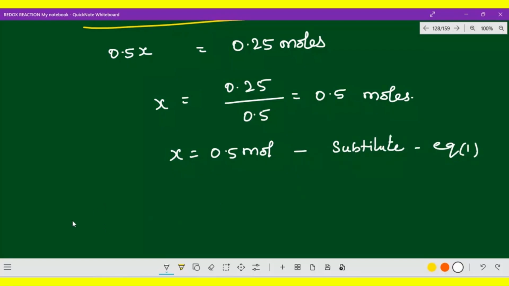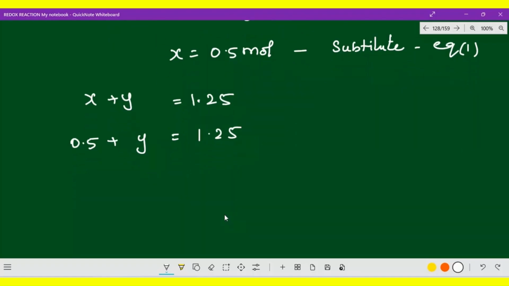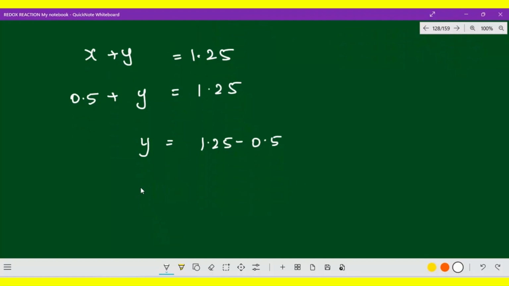Equation 1: x plus y equal to 1.25. x is 0.5, plus y, and you will get 1.25 only. Right, now here y, you just bring it out. y equal to 1.25 minus 0.5. So you will get y equal to 0.75 moles. I hope you got that clarity.